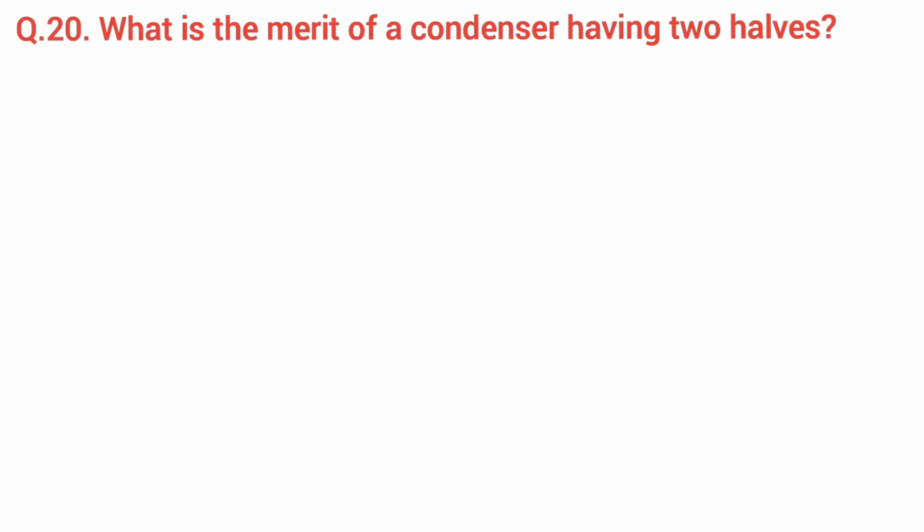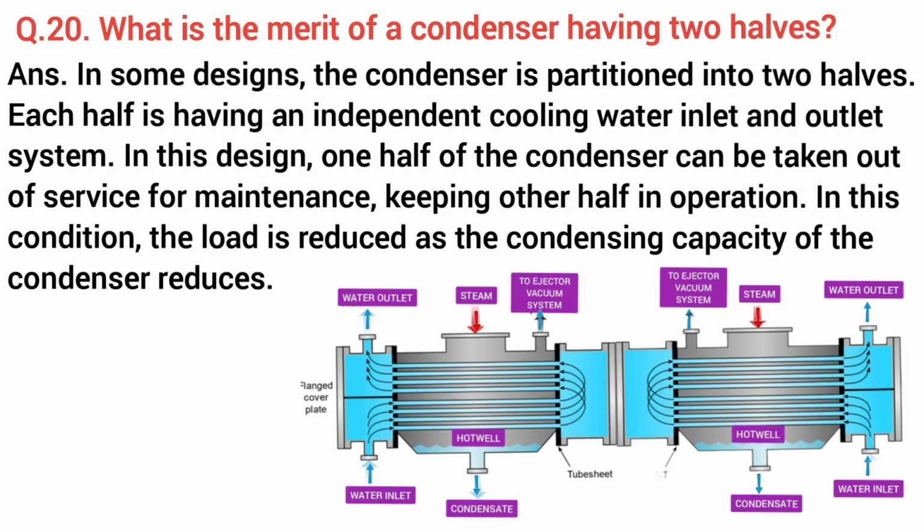What is the merit of a condenser having two halves? In some designs, the condenser is partitioned into two halves. Each half has an independent cooling water inlet and outlet system. In this design, one half of the condenser can be taken out of service for maintenance, keeping the other half in operation. In this condition, the load is reduced as the condensing capacity of the condenser reduces.